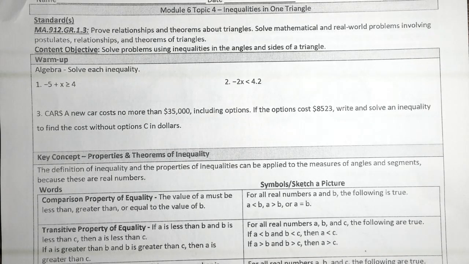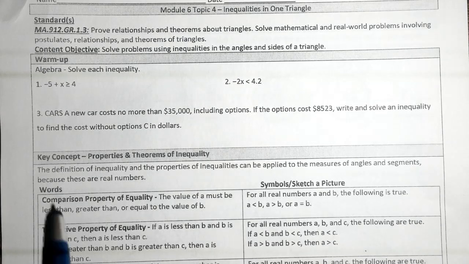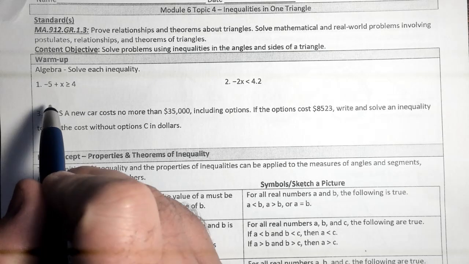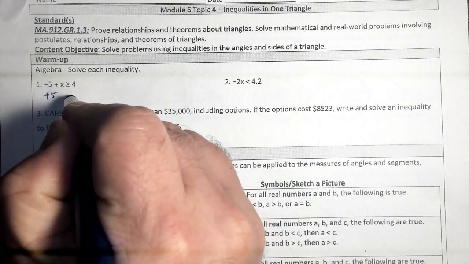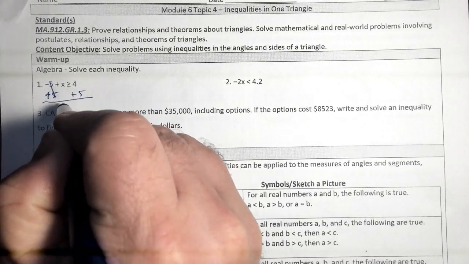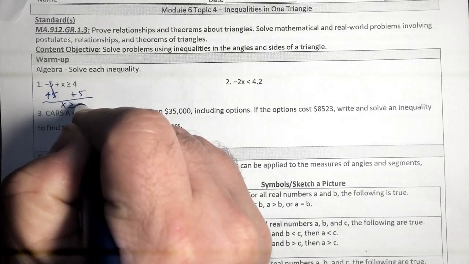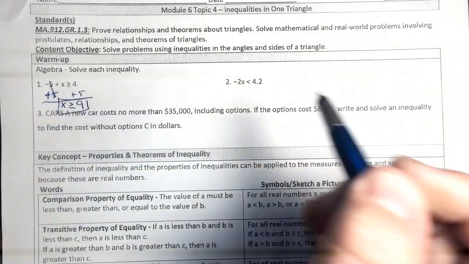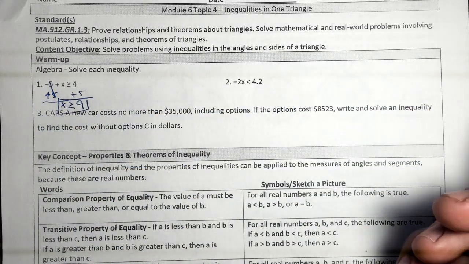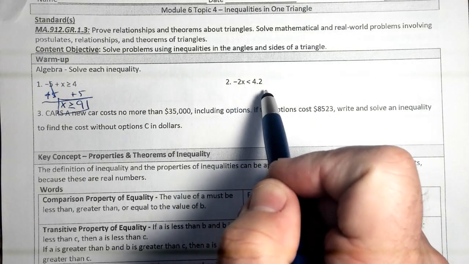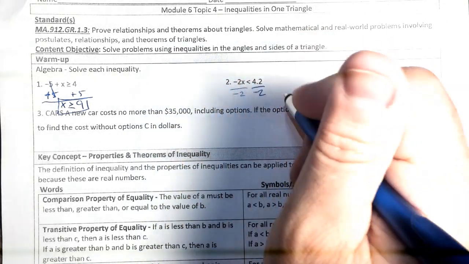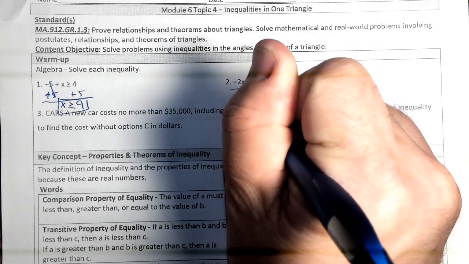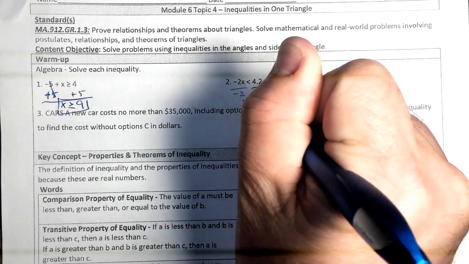So number one, -5 plus x is greater than or equal to 4. We're going to try to isolate x, so we're going to add 5 to both sides. So it's going to be x is greater than or equal to 4 plus 5, which is 9. Over here, number 2, -2x is less than 4.2. So we're going to divide both sides by -2. And that's going to give you x is greater than -2.1.